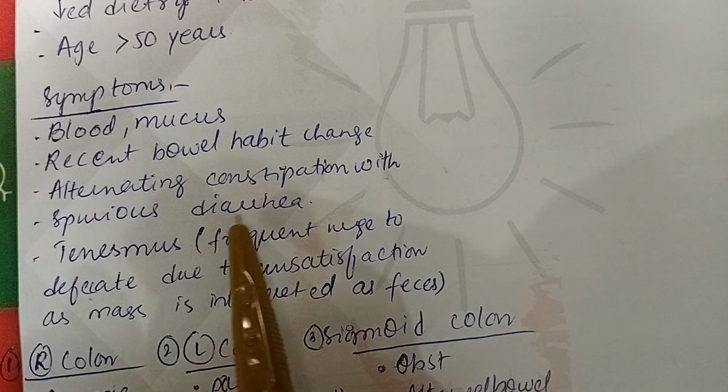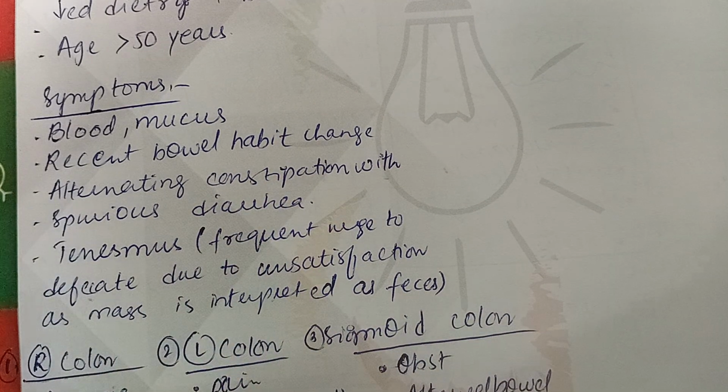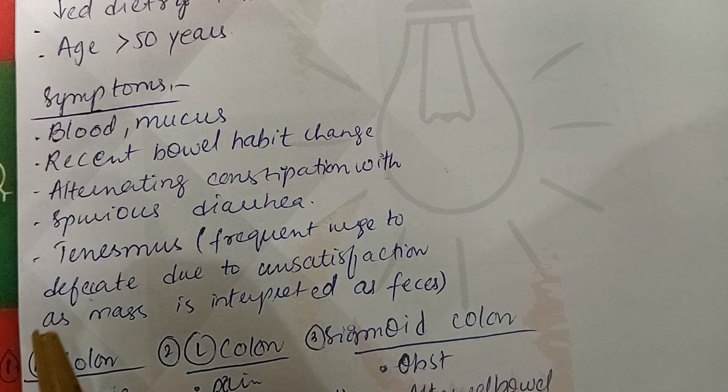Actually, what is spurious diarrhea? There is constipation due to a mass in colorectal cancer. When there is hard stool present for some more time, it is followed by diarrhea, which is called spurious diarrhea. So he has constipation and hard stool, then he has spurious diarrhea due to the hard stool present for some time. Then we have the tenesmus.